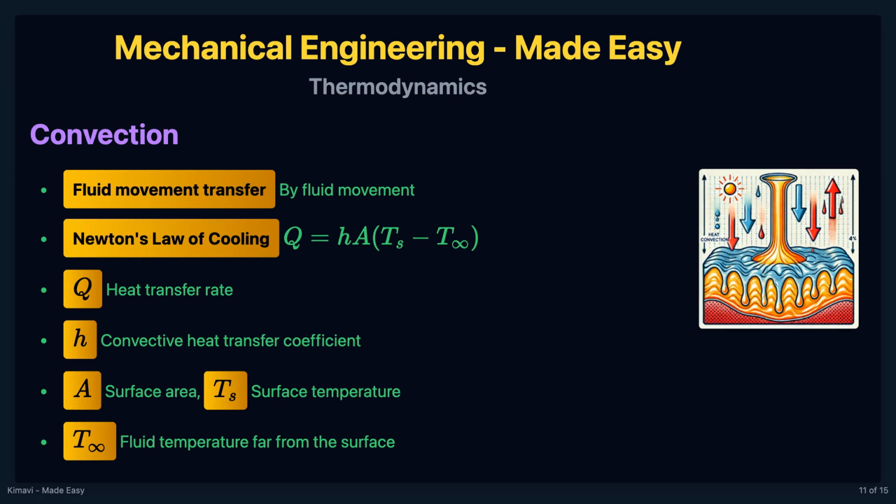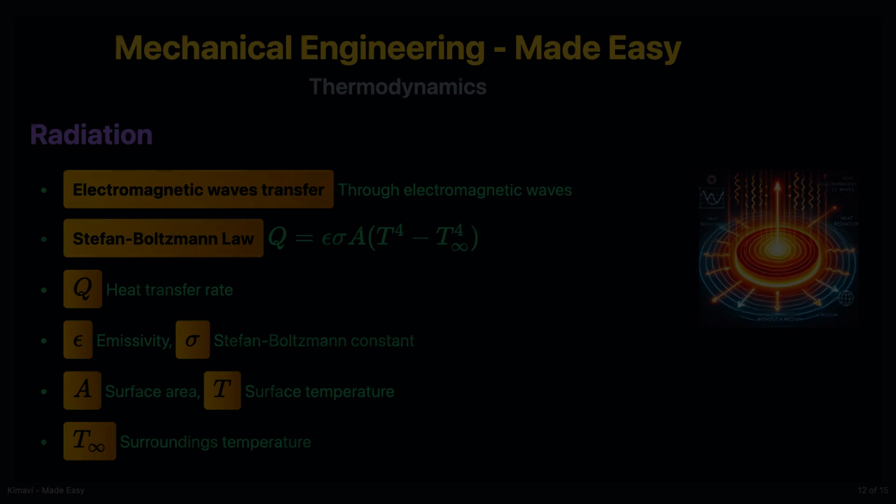Convection is the transfer of heat by the movement of fluids, which can be liquids or gases. It can be natural, due to buoyancy effects, or forced, using fans or pumps. The rate of heat transfer by convection is given by Newton's law of cooling, which is Q equals hA times (Ts minus T infinity). Here, Q is the heat transfer rate, h is the convective heat transfer coefficient, A is the surface area, Ts is the surface temperature, and T infinity is the fluid temperature far from the surface.